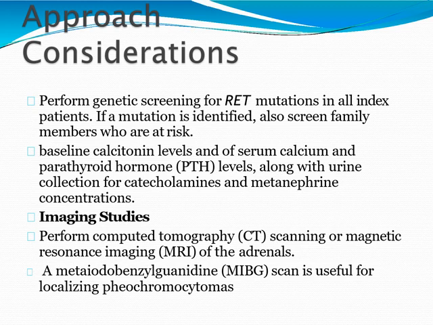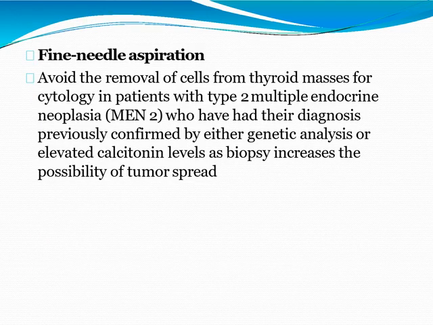Talking about imaging studies, you can perform CT, MRI or MIBG scan for localization of the tumors. Regarding FNAC, fine needle aspiration, you usually avoid the removal of cells from thyroid masses for cytology in patients with MEN2 who have had their diagnosis previously confirmed by either genetic analysis or elevated calcitonin levels, as biopsy increases the possibility of tumor spread. Usually we avoid it until there is a very compelling indication and we are unable to make a diagnosis.